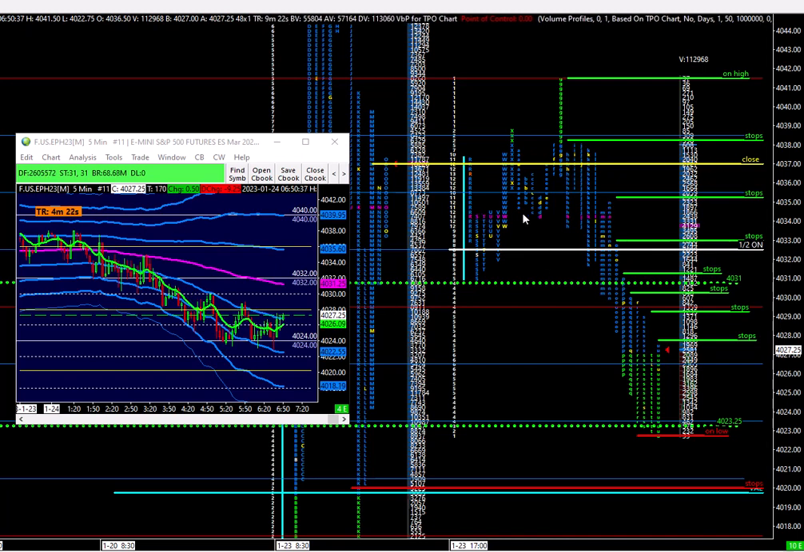These people were long for 6.5 hours above 32, above VWAP. Then the market sold off just because there was no buying at 2 o'clock, 3 o'clock, 4 o'clock in the morning. So it just drifts lower.